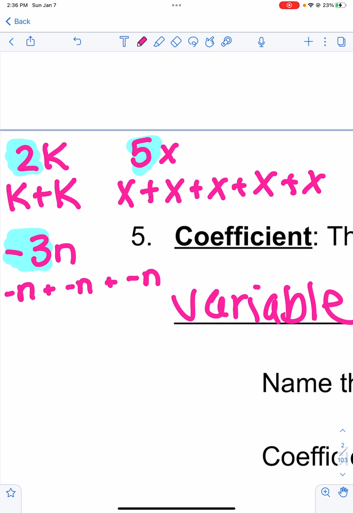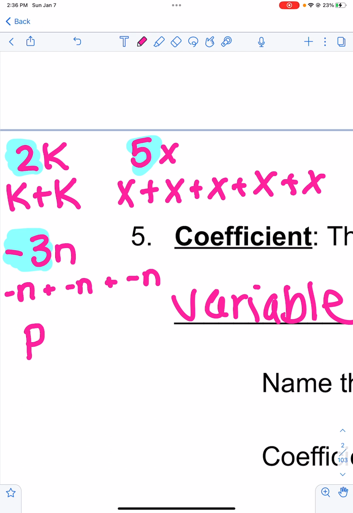So even if you see something like p, it doesn't have a number in front of it. How many times is there a p?